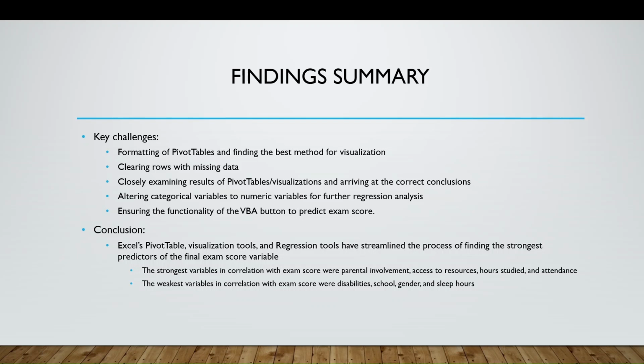And so to conclude, Excel's pivot table, visualization tools, and regression tools streamline the process of finding the strongest predictors of the exam score variable, and the strongest variables in correlation with the exam score were parental involvement, access to resources, hours studied, and attendance, while the weakest ones were disabilities, school, gender, and sleep hours.